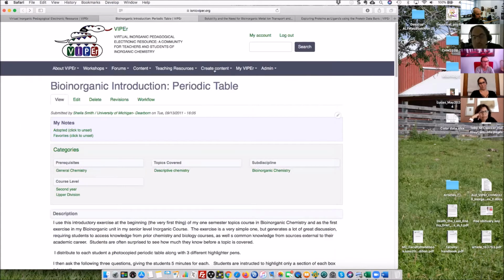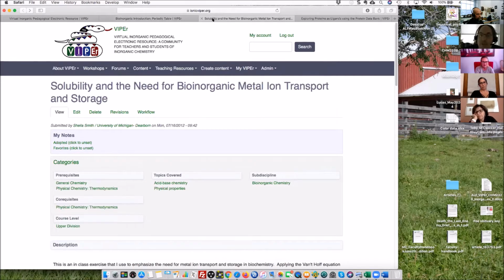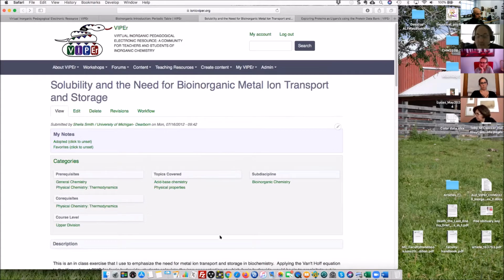Then I usually move on to another of Sheila's, because the question I then like to ask my students is, where do these metals come from in the body? So I really like this LO about solubility and the need for ion transport. I really like this because it harkens back to something they do in Gen Chem 2. They have to do a little bit of math to calculate a free energy, and they use the Van 't Hoff equation to calculate it at body temperature. Then we can get a K value.